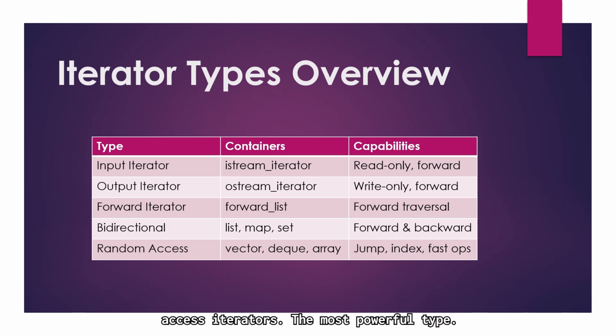Finally, we have random access iterators, the most powerful type. These support pointer-like operations like indexing and arithmetic. Containers like vector, deque, and array use them. Understanding these types helps us choose the right container and write more optimized code.